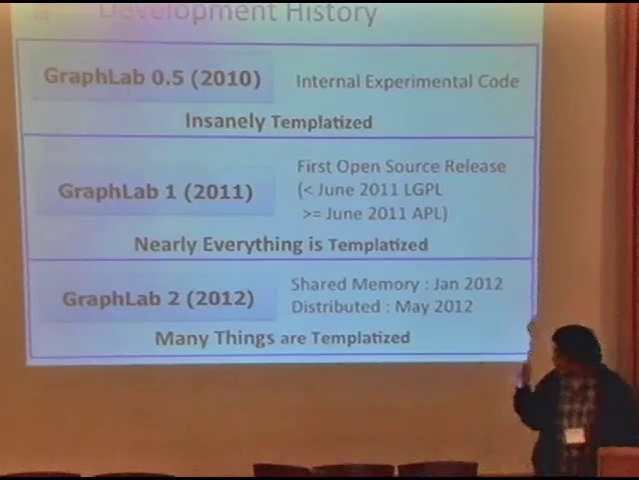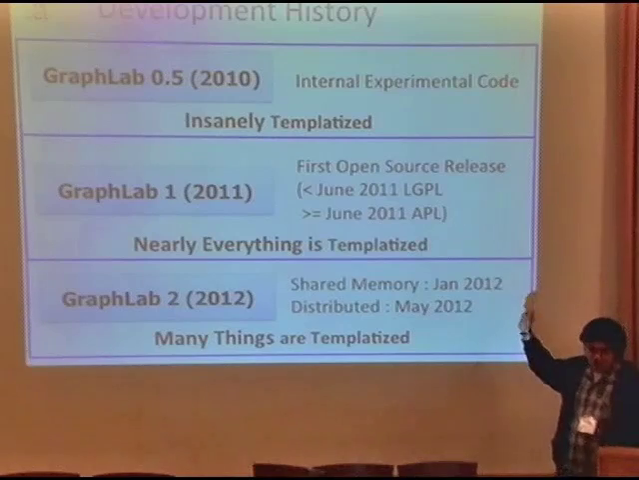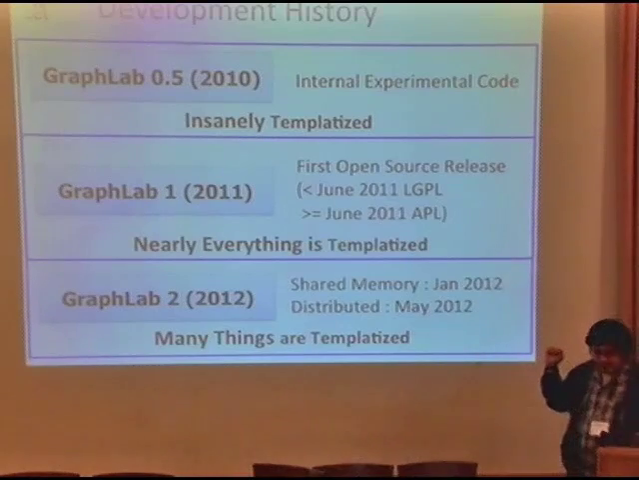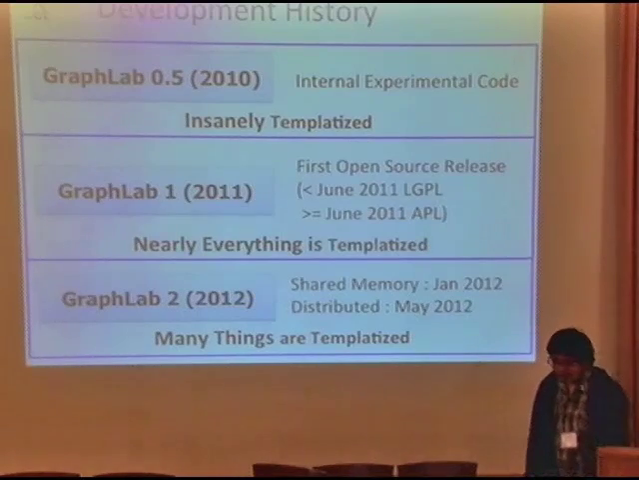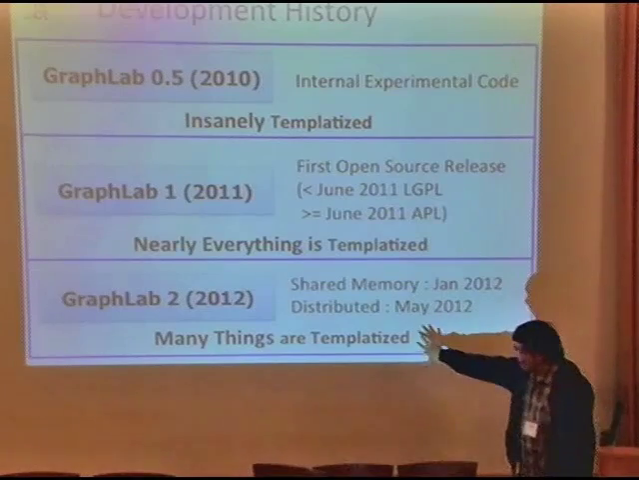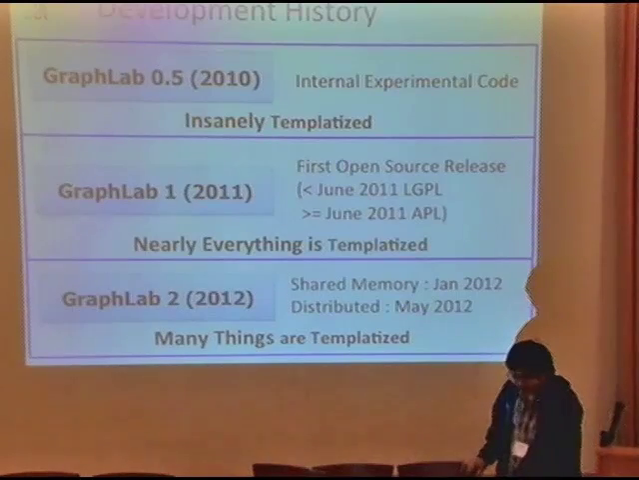And now we have GraphLab 2, which we hope to release the shared memory version of somewhere around January, so in the next month or so, and we should have a distributed version by May. And now many things are standardized, not everything, so it's somewhat more usable.